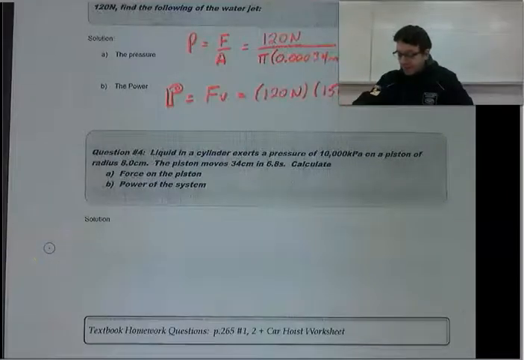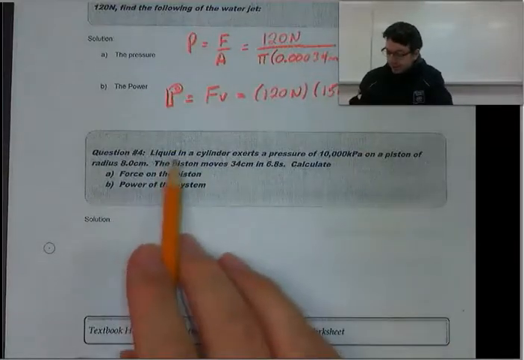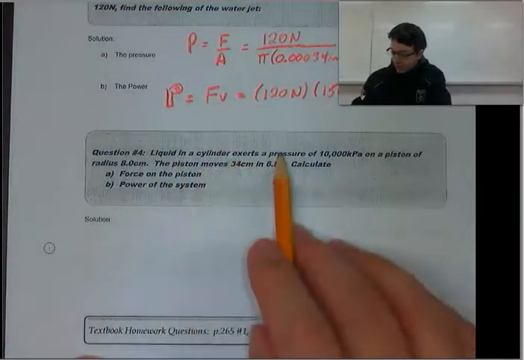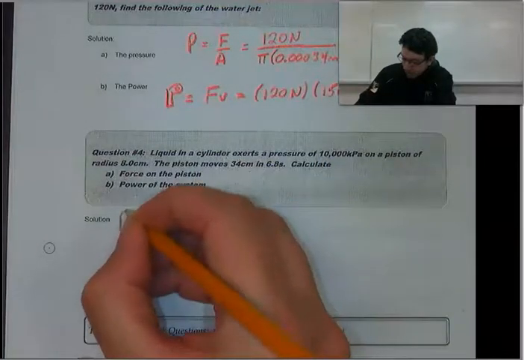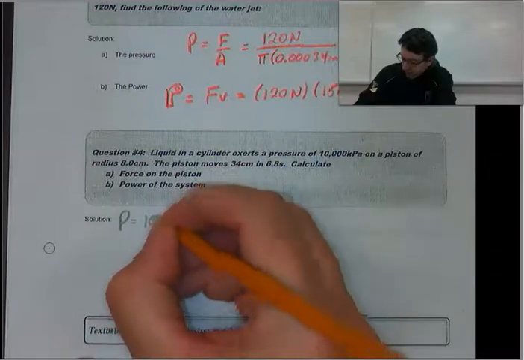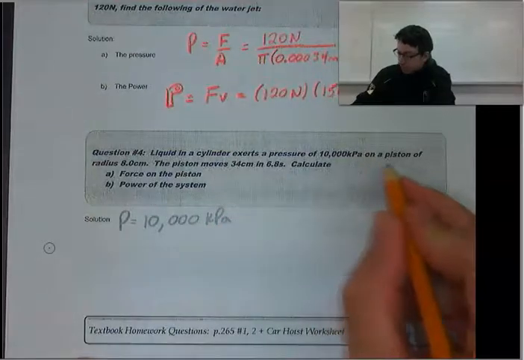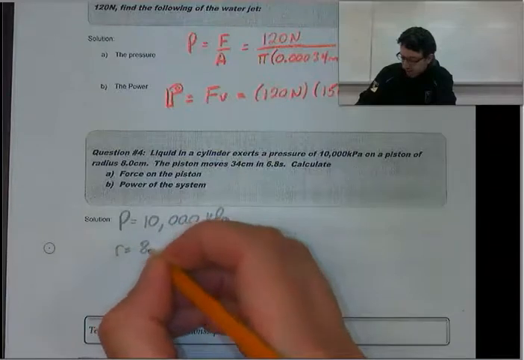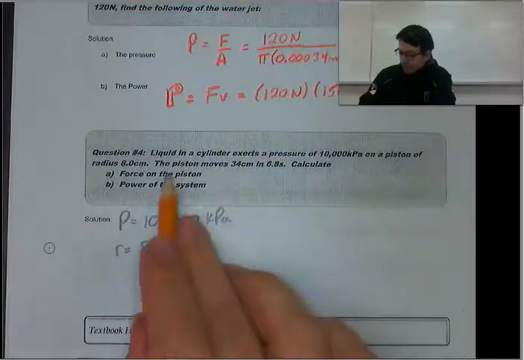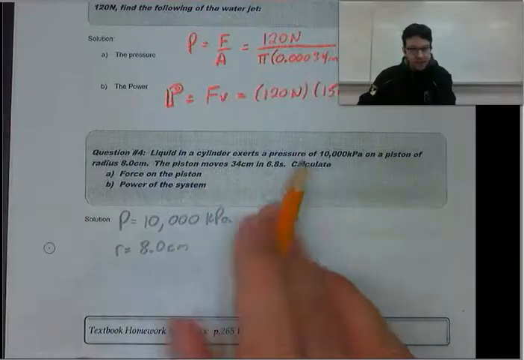All right, so now let's try to put it all together and answer question number 4. Question number 4 says, liquid in a cylinder exerts a pressure of 10,000 kilopascals. So let's write down what we know here. So pressure is 10,000 kilopascals on a piston of radius 8 centimeters. So radius is 8 centimeters. The piston moves 34 centimeters in 6.8 seconds.